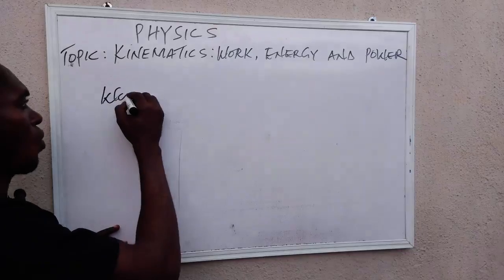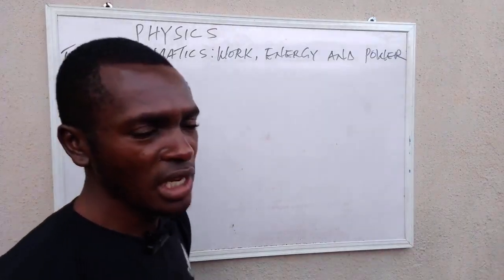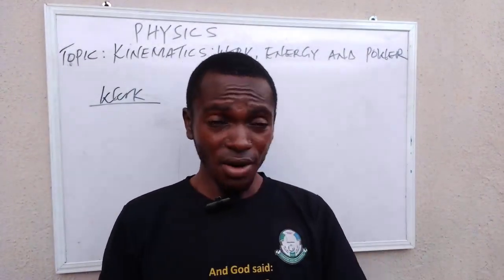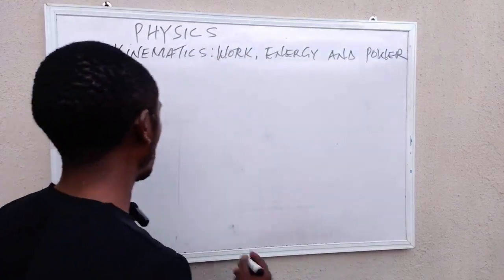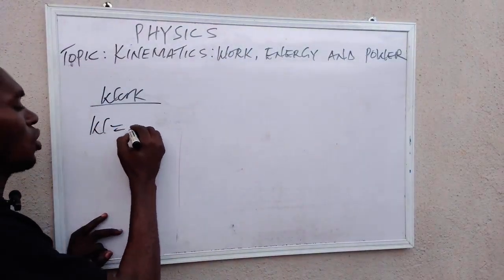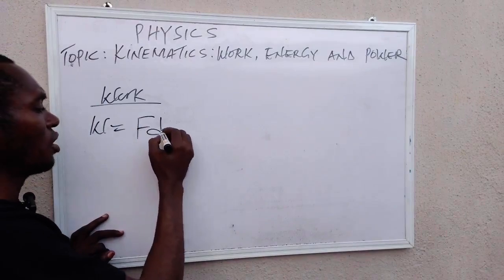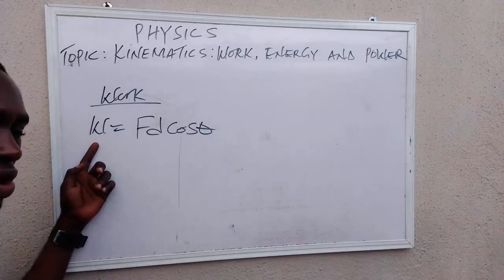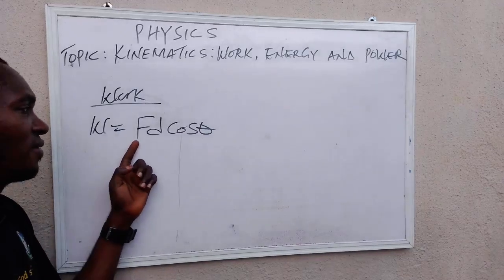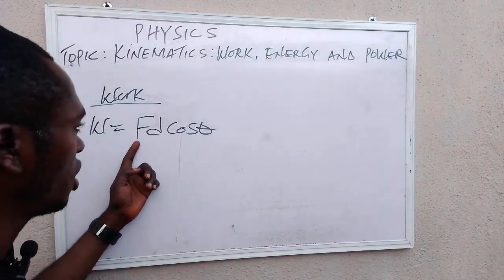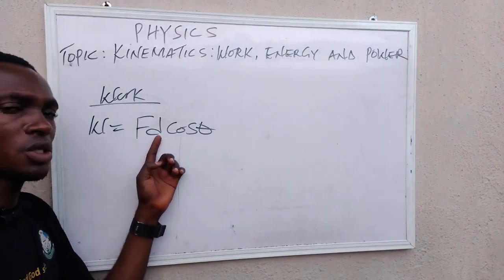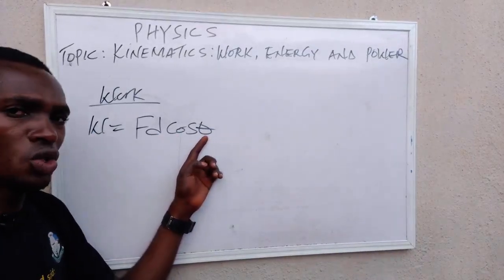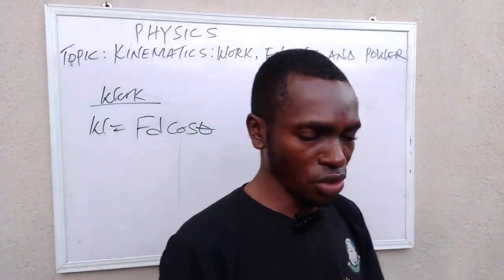And what is work? Work is said to be done when a force is applied to an object and the object moves in the direction of the force. Mathematically, work done is equal to F D cos theta, where W is work done, measured in joules, F is force, measured in newtons, D is displacement, measured in meters, and theta is the angle between the displacement and the force.